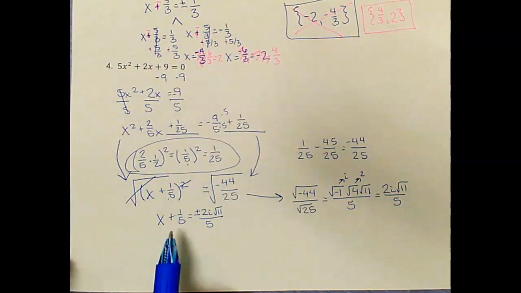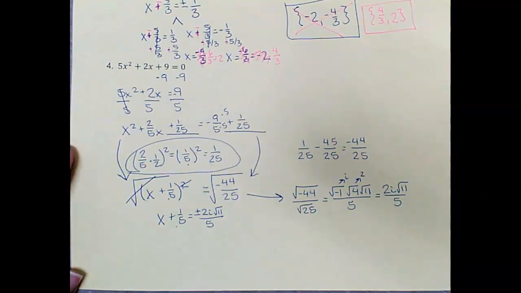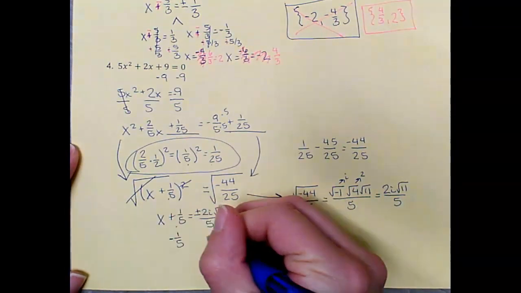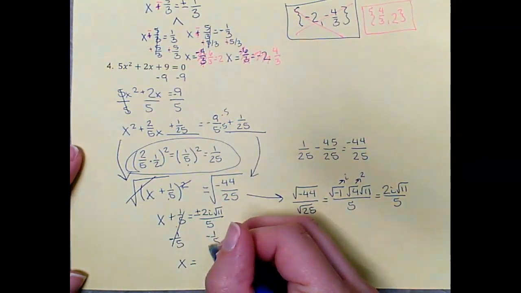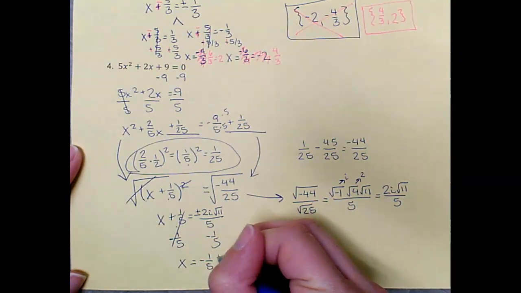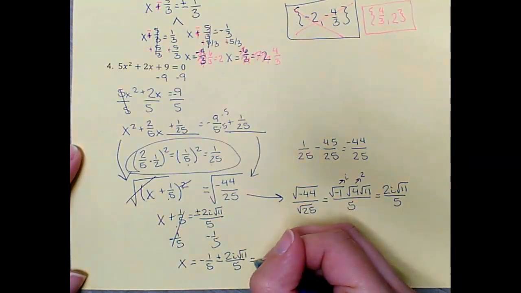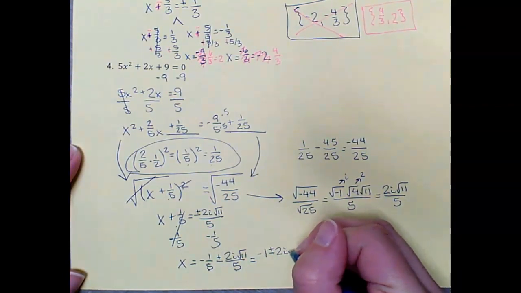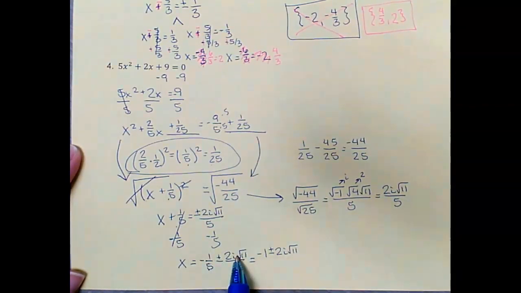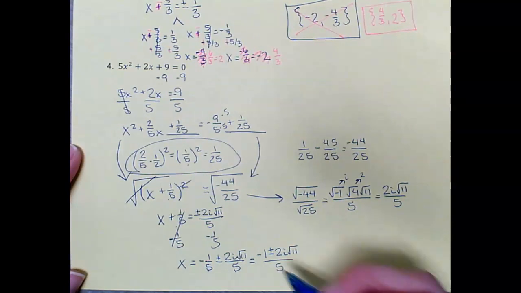And then your last step is to subtract the 1/5. So if I subtract the 1/5, I want to show you a different way that you might see your answer. Instead of splitting it, you might see that x equals the -1/5 plus or minus 2i square roots of 11/5. So what this looks like together, since it has the same denominator, is -1 plus or minus 2i square roots of 11. So that's all the numerators. And then the denominator is 5. So that's what you might see as your answer.